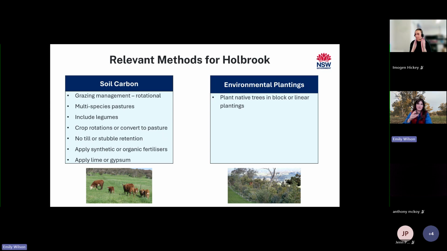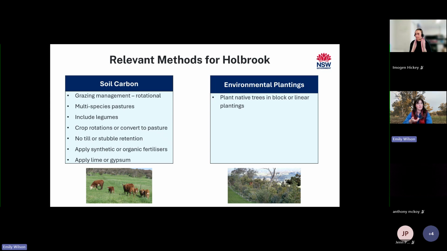And so each activity might have a different impact on the amount of carbon you can store, depending on your system and your starting point. But some of the activities are changing up your grazing management. So that can be changing the timing, intensity, or duration of grazing, so moving to a bit of a rotational system. It can be putting in new pastures or changing up your pasture composition, so using a multi-species pasture or including more legumes in your pasture system.